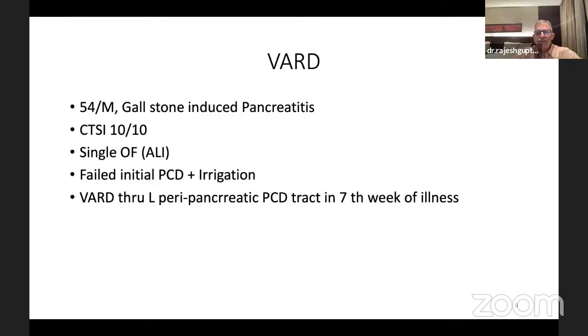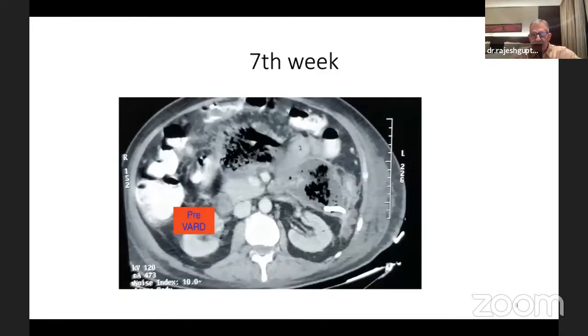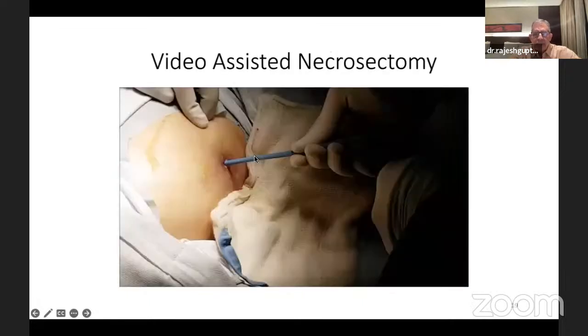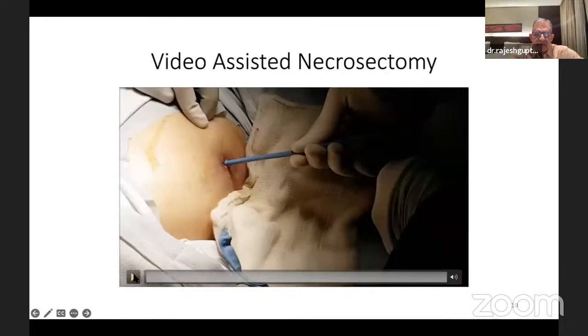He underwent PCD insertion at the end of the 4th week. He was on irrigation for 2 weeks, showed initial improvement, which is the usual course, but then again started having multi-organ failure. At that time, in the 7th week, this was the CT scan which was done, which shows a large amount of solid necrosum both in the tail and also extending towards the head and body. And this is what we did.